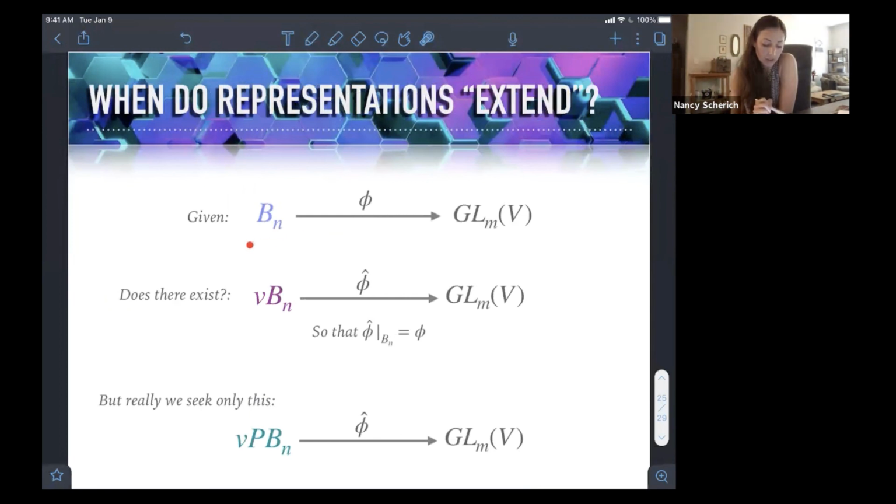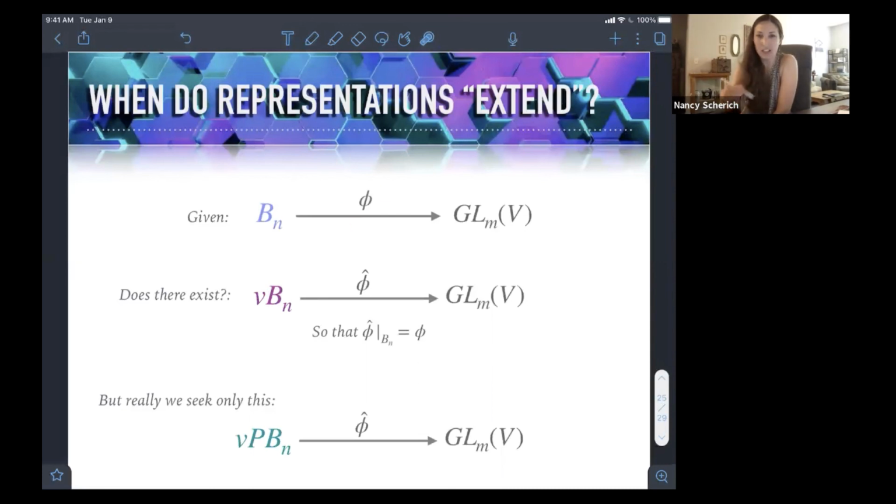If you're given a representation of your braid group, some homomorphism with B_N somewhere, then you can ask, does there exist a representation of the full virtual braid group, so that when you restrict it to B_N as a subgroup, you just get your original representation back? But really we don't care about the full virtual braid group. All we really care about is this pure subgroup, because that's basically anything that you care about in the virtual braid group. And so really what we're looking for is a representation of the pure virtual braid group that has the property that if you were to extend it back to the full virtual braid group and then restrict back to the braid group, you get the original representation that you started with.